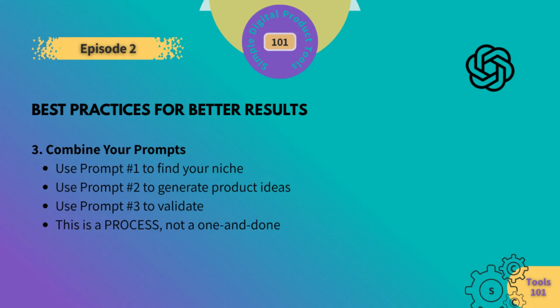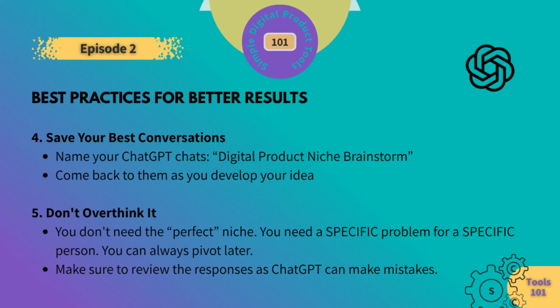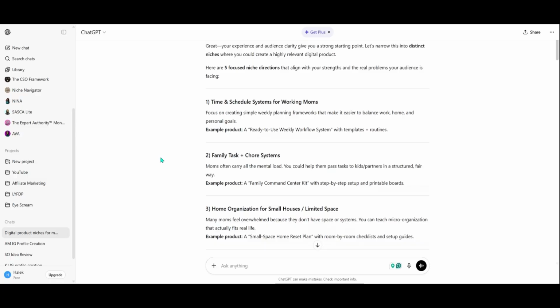Third, use all the prompts together. This is the process. You have niche discovery, product ideas, followed by validation. That's your roadmap. Fourth, save your chats. Since I chose the family task and chore system niche, I would name it Digital Product Ideas, Family Task, and Chore Systems. ChatGPT automatically names your chats. So here it named it Digital Product Niches for Moms. If you wanted to rename it, that is where you would go. It's important to rename your chats so that if you want to go back to the chat, it's easy to locate it. And fifth, don't overthink it.